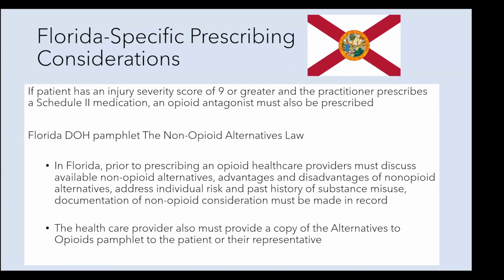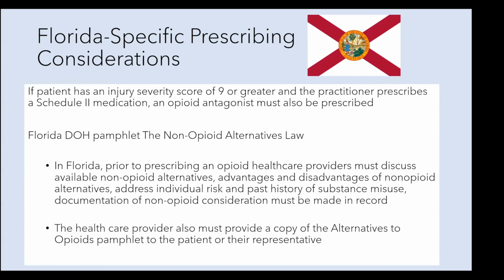And it's important to note that if the patient has an injury severity score of 9 or greater, the practitioner should also prescribe, and the practitioner prescribes the Schedule 2 medication, then an opioid antagonist also has to be prescribed. And I've listed here the Florida DOH pamphlets as part of the non-opioid alternatives laws. This is a pamphlet located on the Department of Health website.